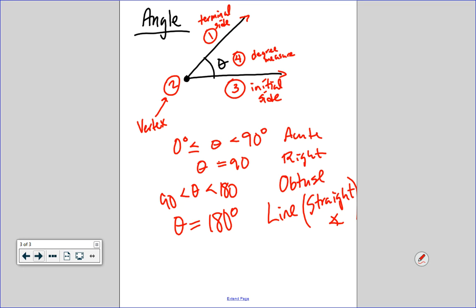Anything bigger than 180 is a portion of a circle. It's called a sector, technically, but I don't need you to know that. Any questions on that so far? No. Okay.